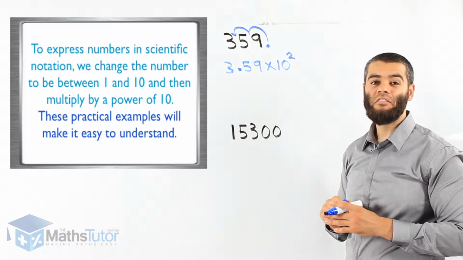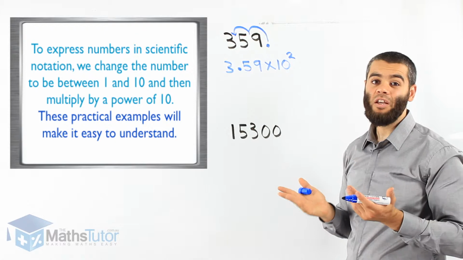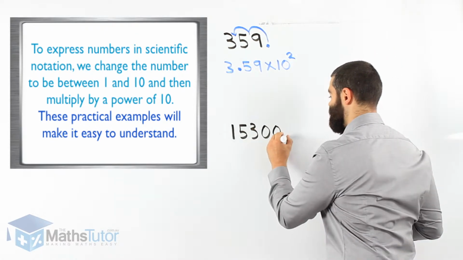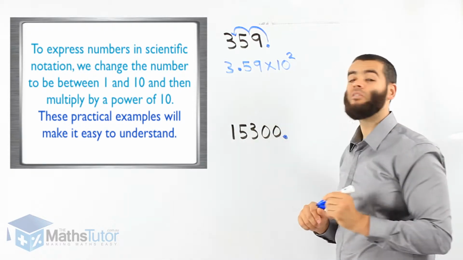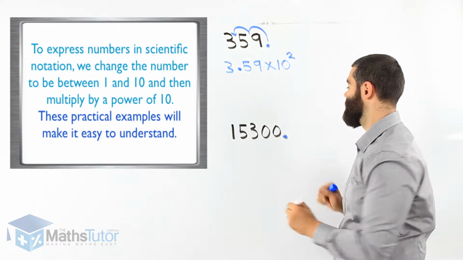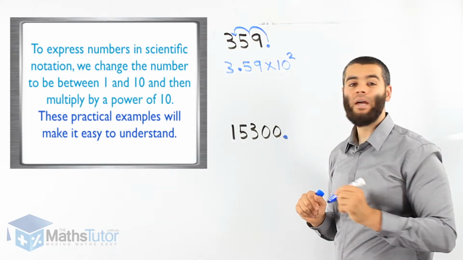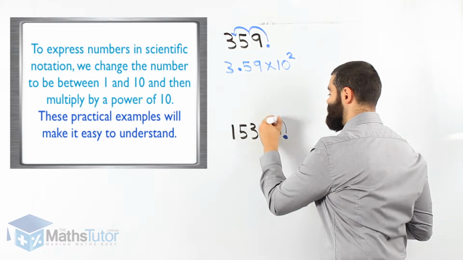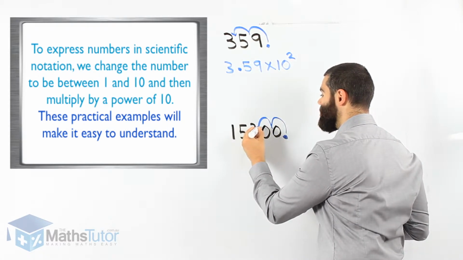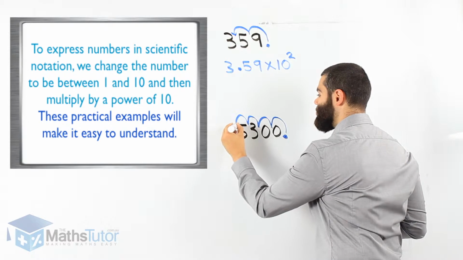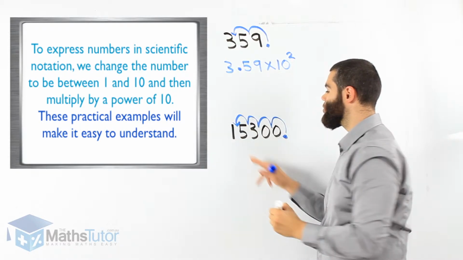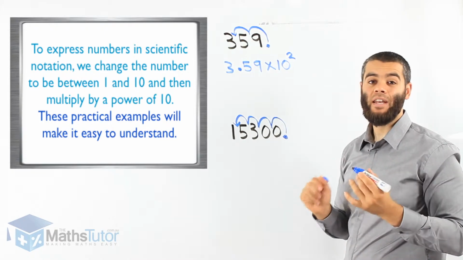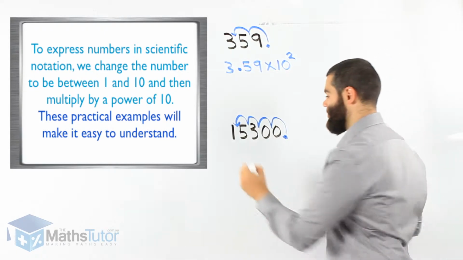15,300. We want to write it in scientific notation. First thing, we look for the decimal point. Where is it? It's right at the end. 15,300 point. We move the point and we want to make a number between 1 and 10. So we jump. 1, 2, 3, 4. We're going to put it between 1 and the 5 because it will become 1.5, a number between 1 and 10.